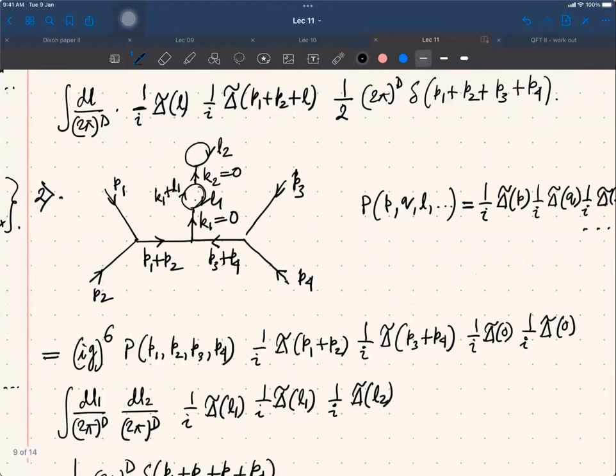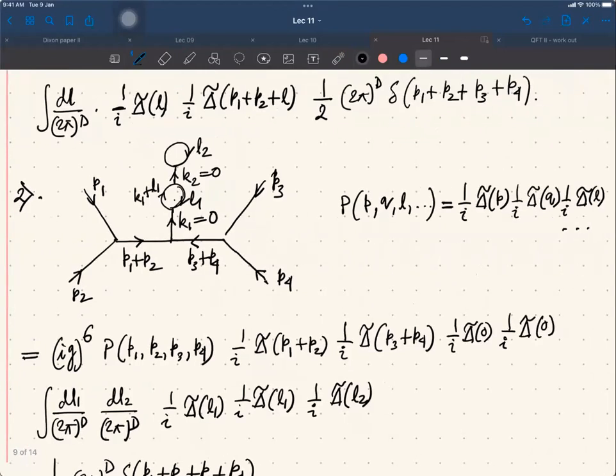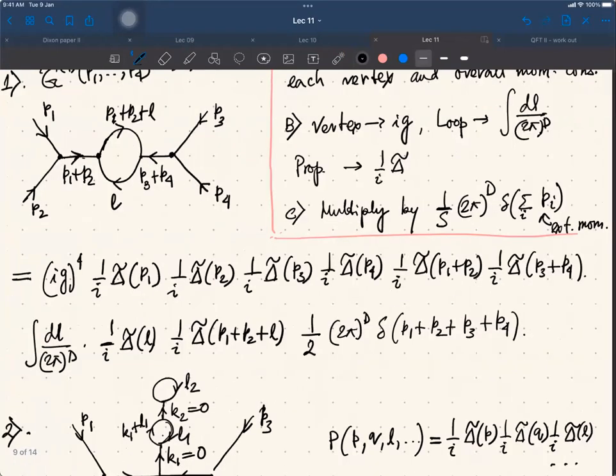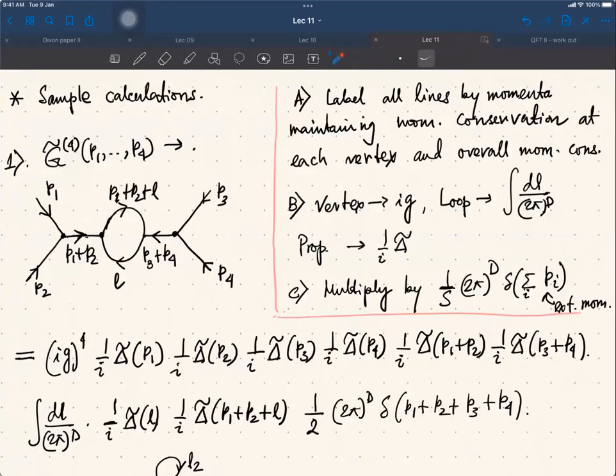Now notice one thing, that this rule says that one should label all the lines by momenta while maintaining momentum conservation. One could alternatively do the following. Of course for the external momenta there is no choice. The alternative rule that I'm suggesting will be the same for the external momenta. You would label the external momenta by their names, but then for the internal lines, one could assign arbitrary momenta and integrate over them.